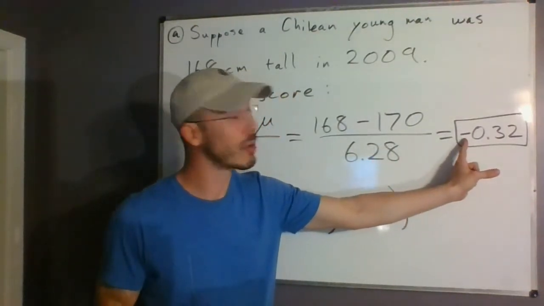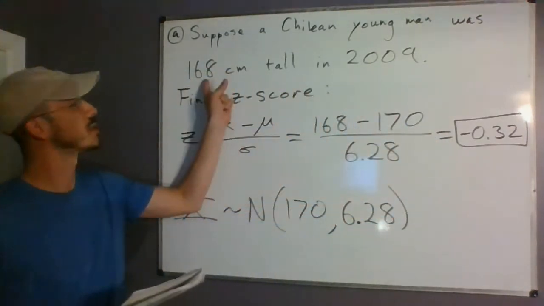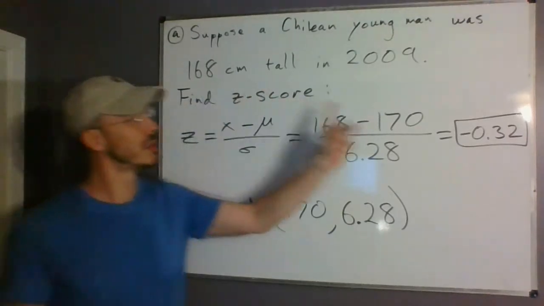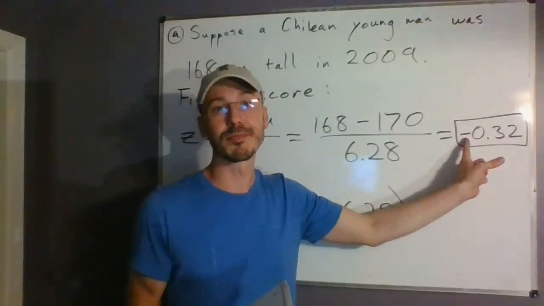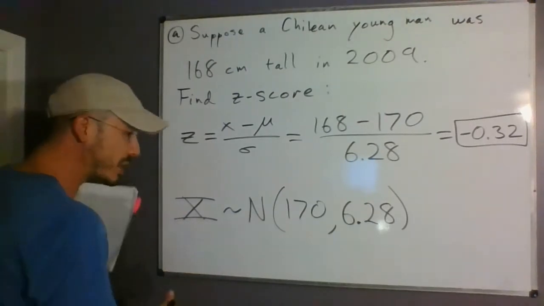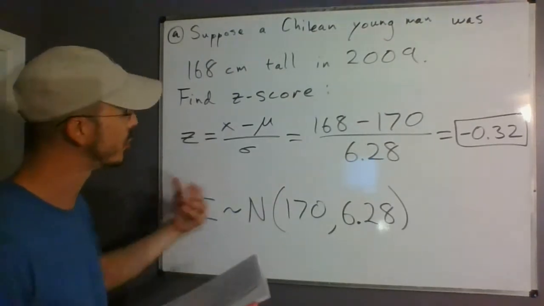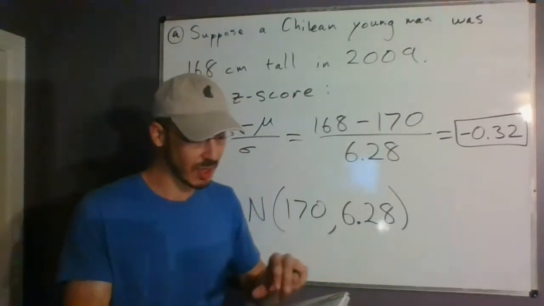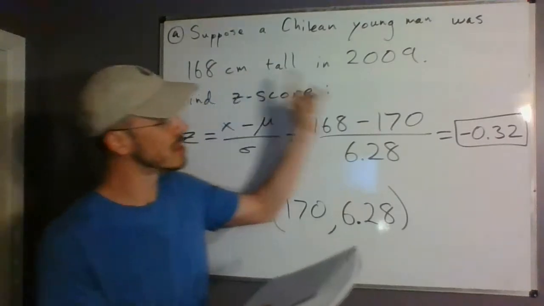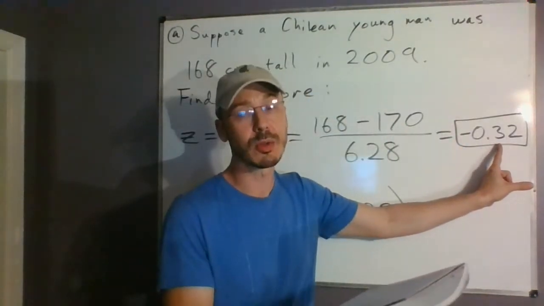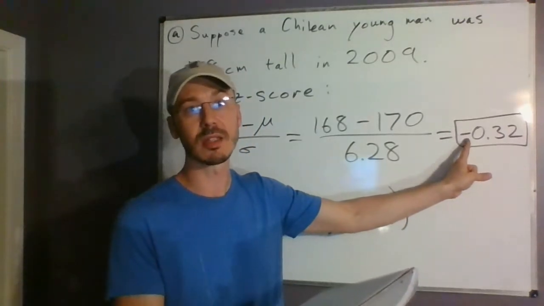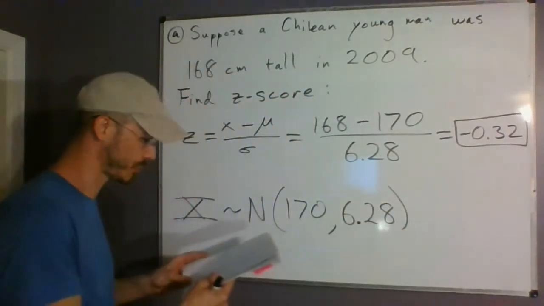One thing I want to point out, though, is this person is shorter than average, so the z number is negative. If they want an interpretation or an interpretive sentence about this, I'd say 168 centimeters is 0.32 standard deviations below the mean, as signified by that negative sign, or to the left of the mean.